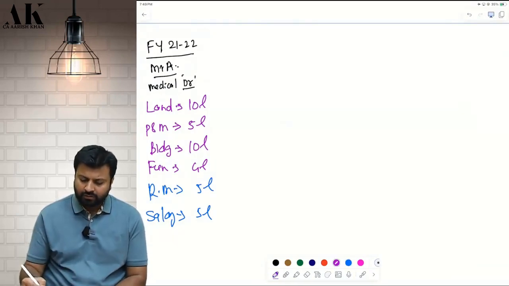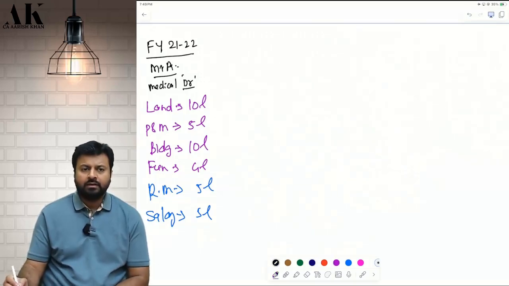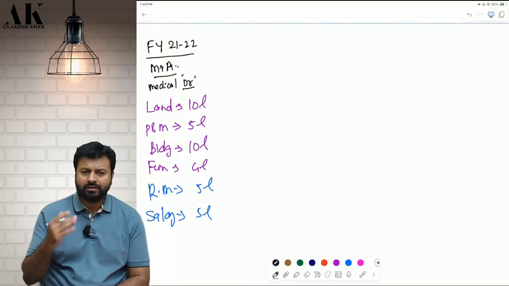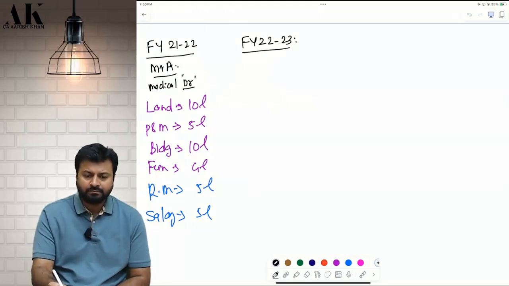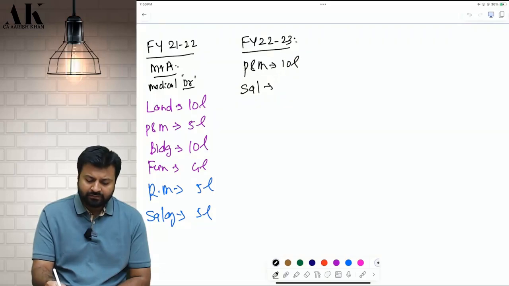Now, 1 year has gone. Is the research done, sir? Research not done. Research is going on. It will take some time to complete the research. Next year started, financial year 22-23. Say he purchased another plant and machinery of 10 lakh rupees. Pay attention, please. He paid salary of 6 lakh rupees. He purchased raw material of 5 lakh rupees.